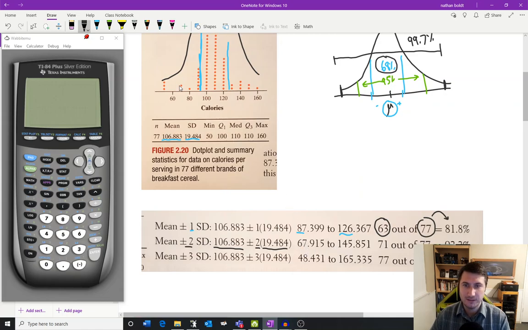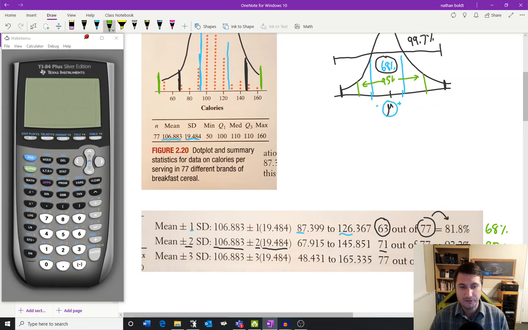So 67 is probably about right here. And 145 is probably about here. And so you count up all of those dots, and they got 71 out of 77, which is 92%. That's closer, but it's still pretty far away from the 95% that we were expecting. So it's still not looking very good. And if they go out 3 standard deviations, they went all the way down to 48 and up to 165, which does encompass all of them.